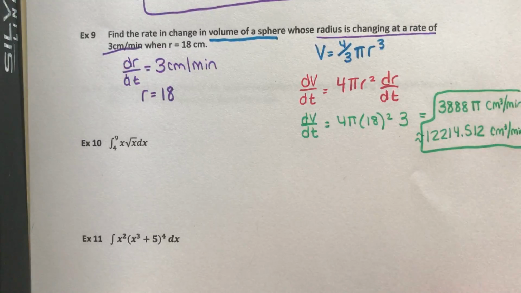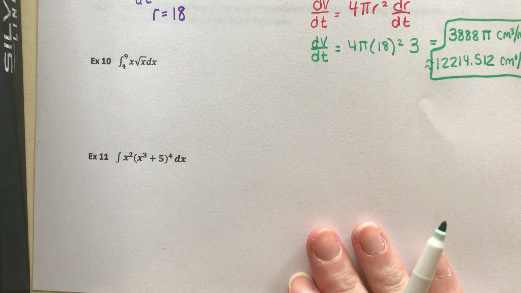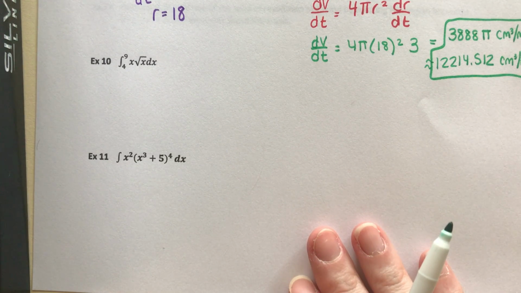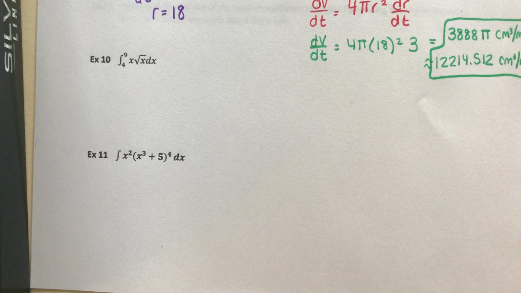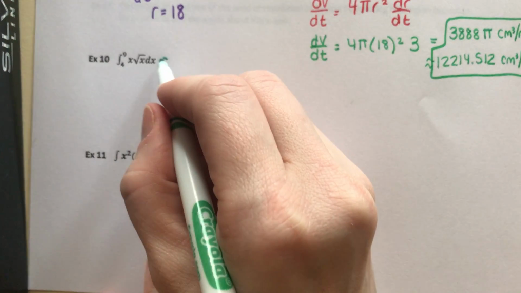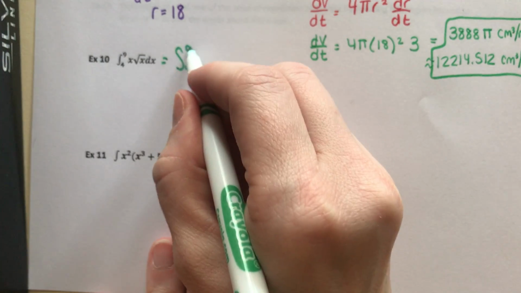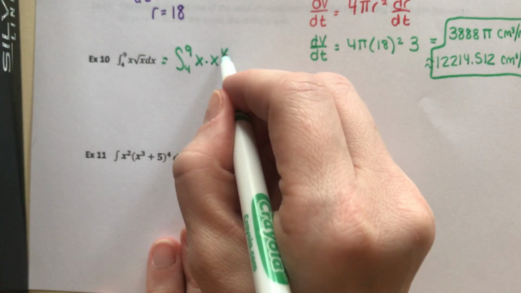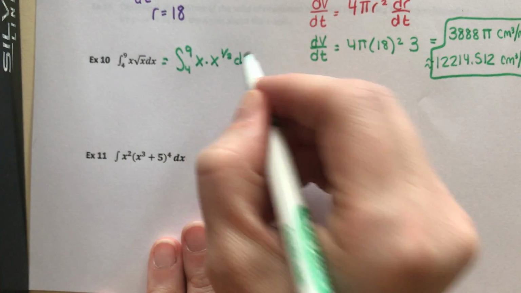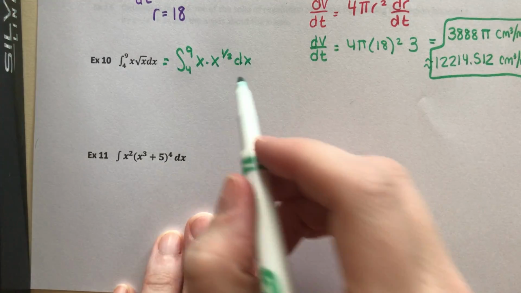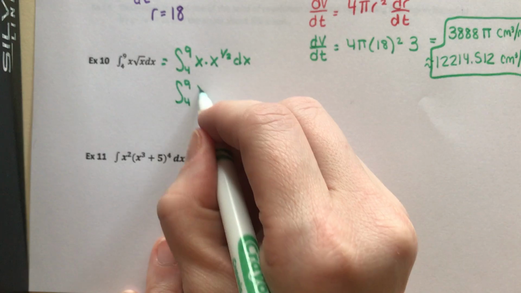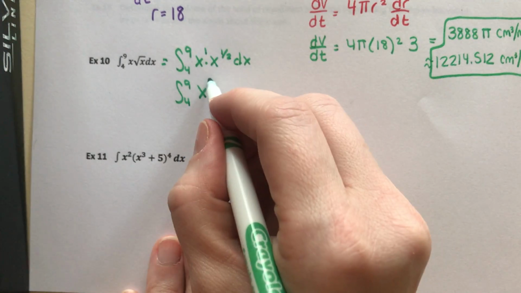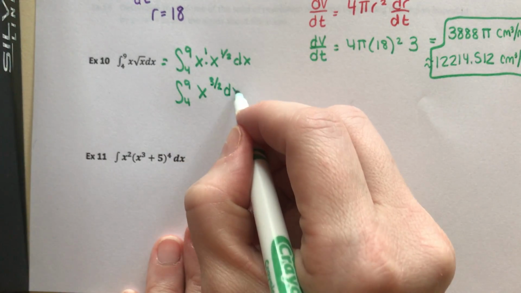Okay, moving on to number 10. Number 10, we have a definite integral, and right away I see a radical. So first off, I'm going to rewrite this. And another thing I can do is I can combine these x's. I'm going to add the exponents. 1 plus 1/2 is 3/2 dx.